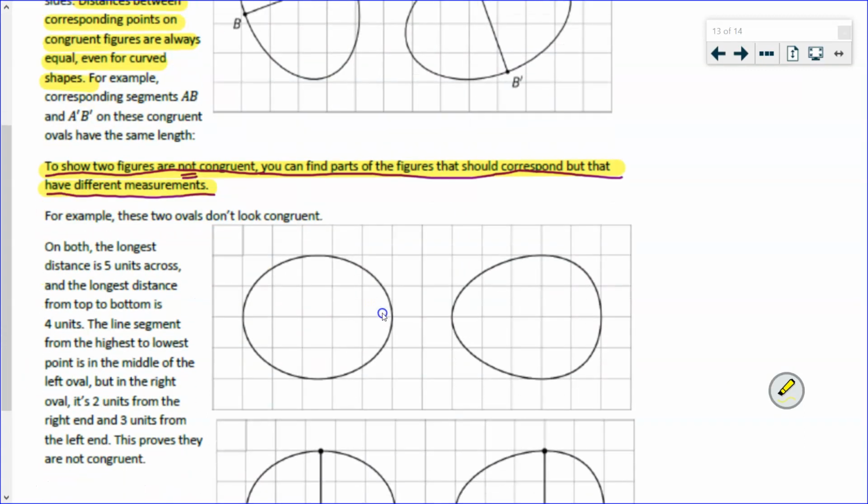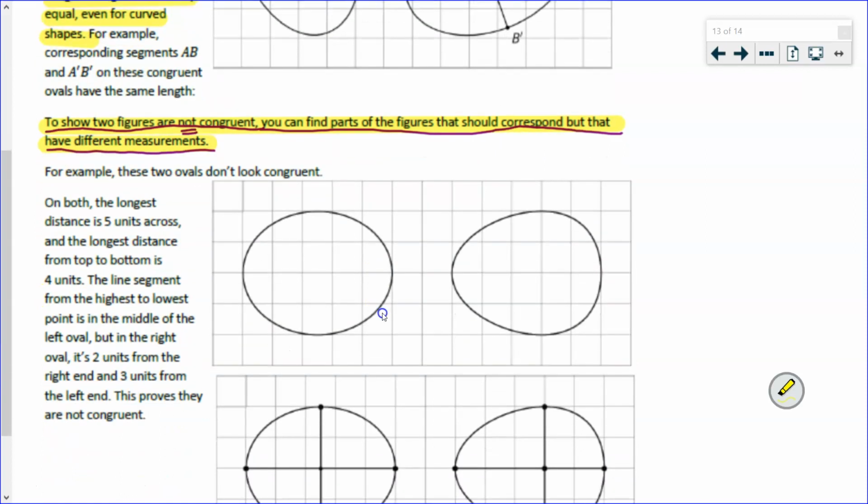For example, these two ovals don't look congruent. On both of them, the longest distance is 5 across. Okay, so we do see that it's 5 across on both. That's great. We can also see that they are 4 tall. This one is 4 tall. At its tallest point, this one is also 4 tall. Do you see that? However, look at where that's happening. This is happening smack dab in the middle. Where's this one happening? Not smack dab in the middle, right? So that distance is not preserved. Yep, it should be here, but it's not. It happens there.